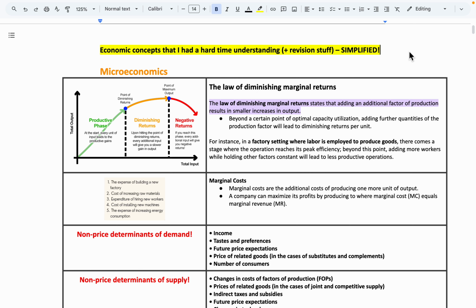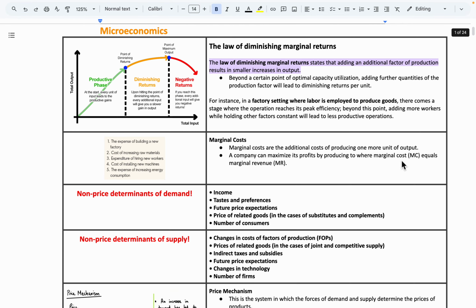Hi everybody! So in this video I'll be talking about some economic concepts that I had a hard time understanding for microeconomics, plus some revision stuff. So it's all simplified in this huge document.